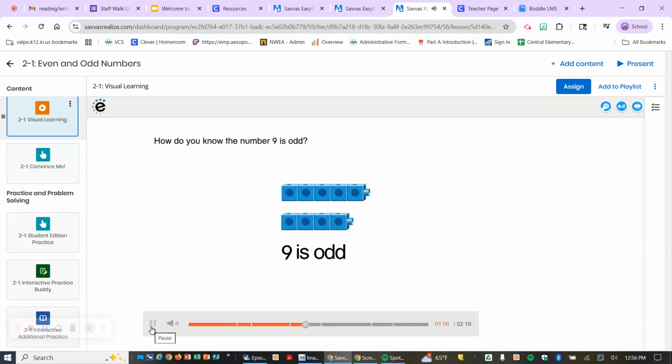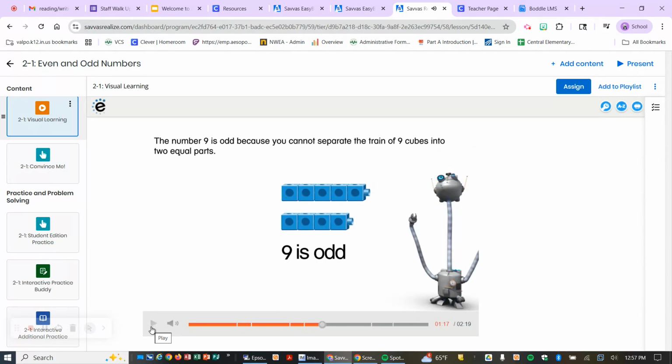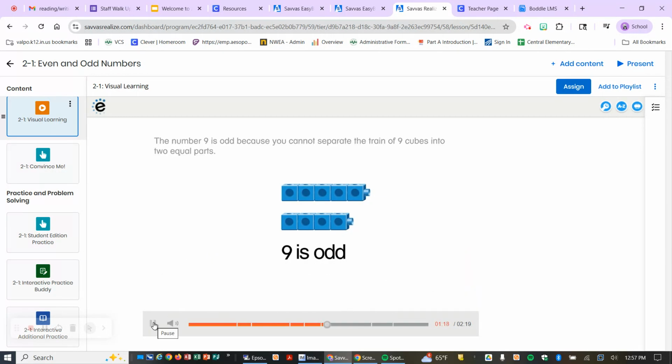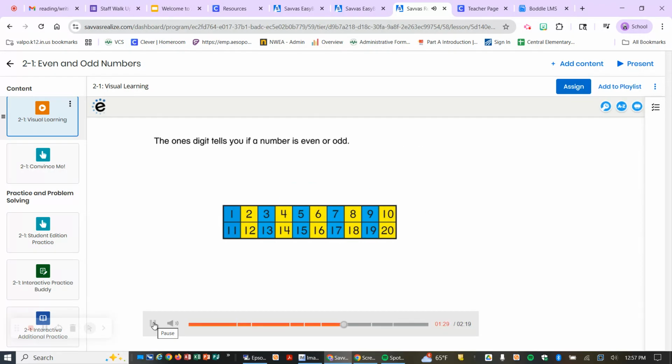How do you know the number 9 is odd? The number 9 is odd because you cannot separate the train of 9 cubes into two equal parts. What are some other even numbers, and what are some other odd numbers? The ones digit tells you if a number is even or odd. Is the number 18 even or odd?